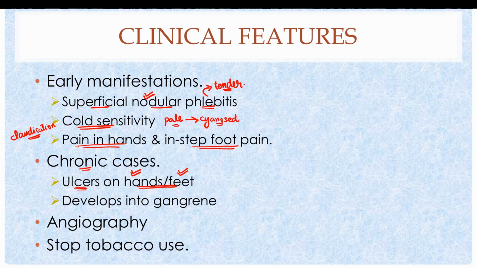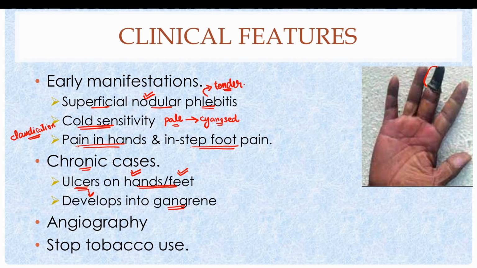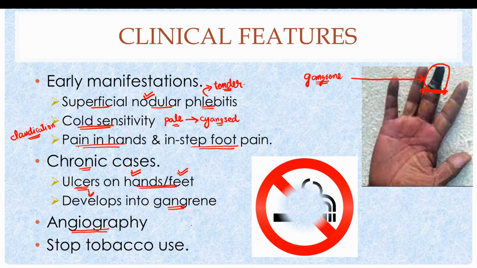These ulcers over time develop into gangrene. So as you can see, this is a gangrenous area in a patient affected by the Buerger's disease. This gangrenous area is amputated surgically. The diagnosis is established on clinical findings and history of heavy smoking, and sometimes angiography is also helpful. Since the disease requires tobacco use for its development as well as its progression, the only treatment and the most effective treatment is abstinence from tobacco use.